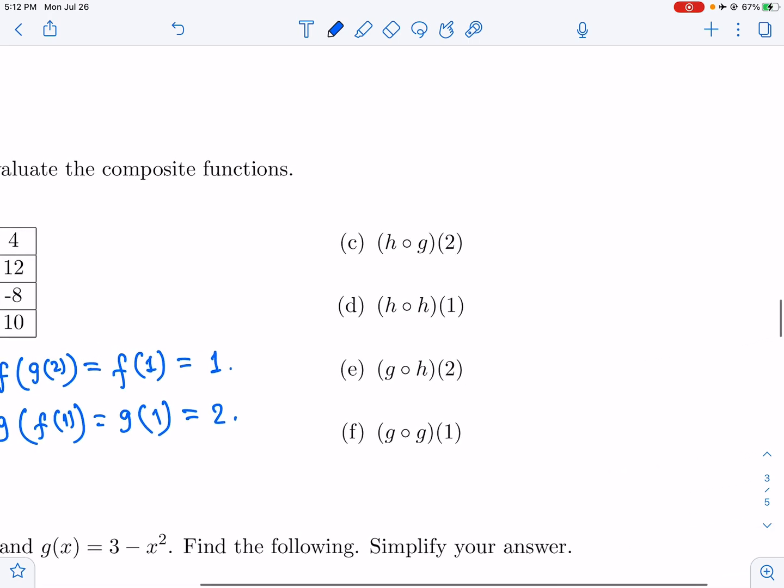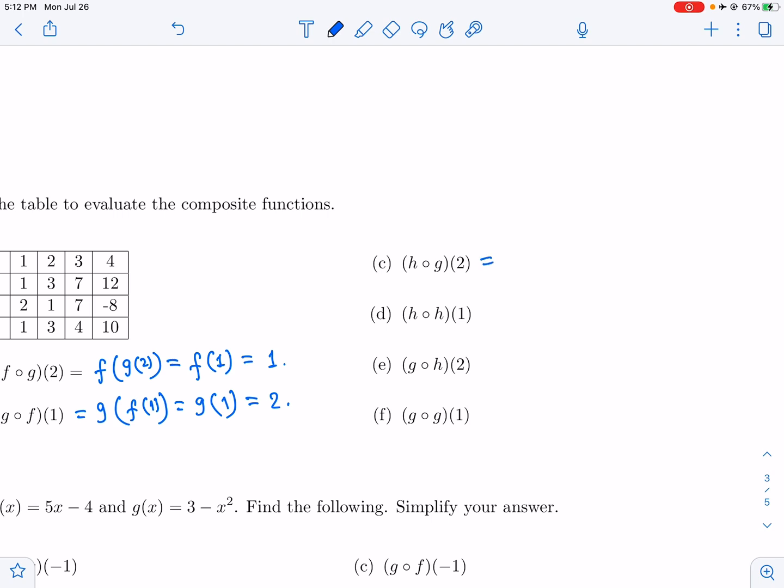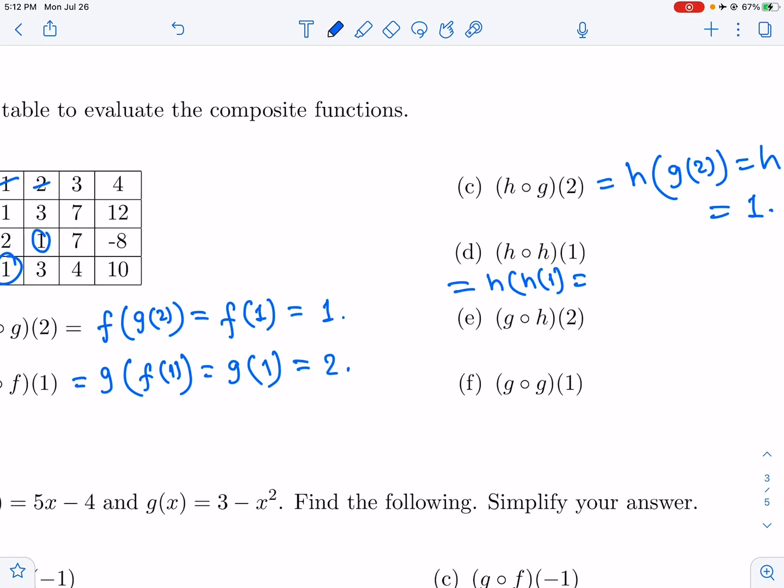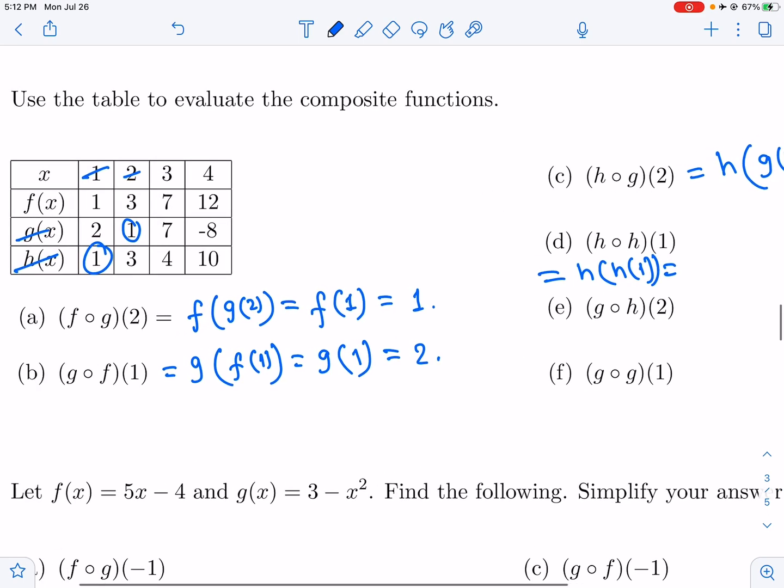h circle g at 2, that is in fact h of g of 2. g at 2 is 1. Okay, so h of 1, and h of 1 is what? h at 1 is just 1. In the same way, h of h of 1. h of 1 we just found is just 1, and h of 1 is again 1, so the final answer is 1.